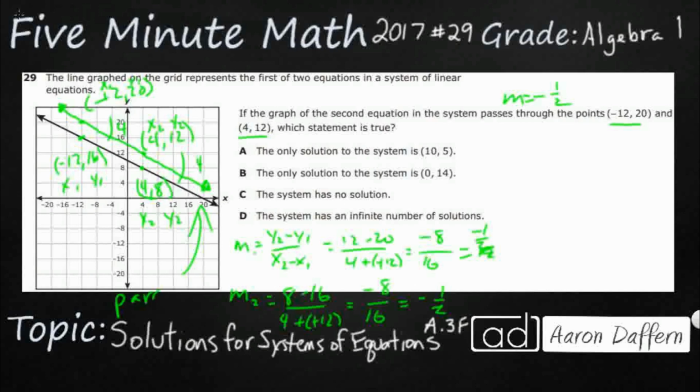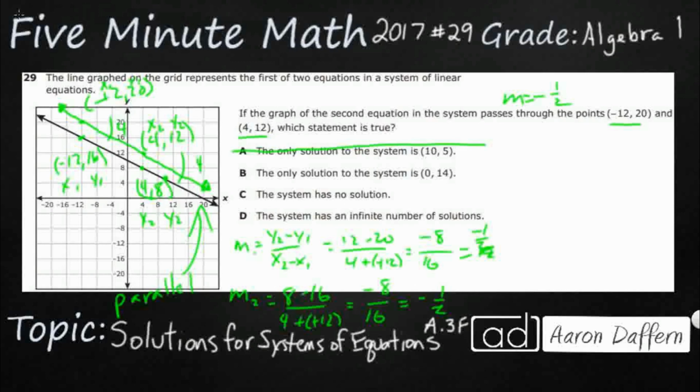What do we know about parallel lines, and specifically about their solution? Let's just look at these 4 answer choices, because the answer is going to be kind of obvious. The only solution to the system is 10, 5. All right, so where's 10, 5? 10, 5 looks like it's on this bottom line, but it's not a solution unless both lines intersect at that point. The top line does not intersect at that point. They never intersect, so that's not a solution.